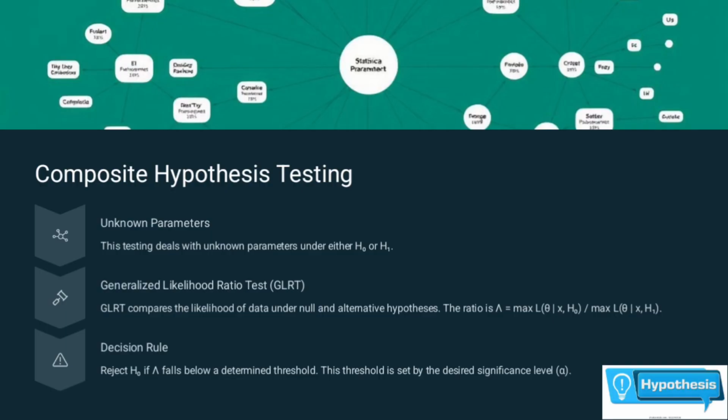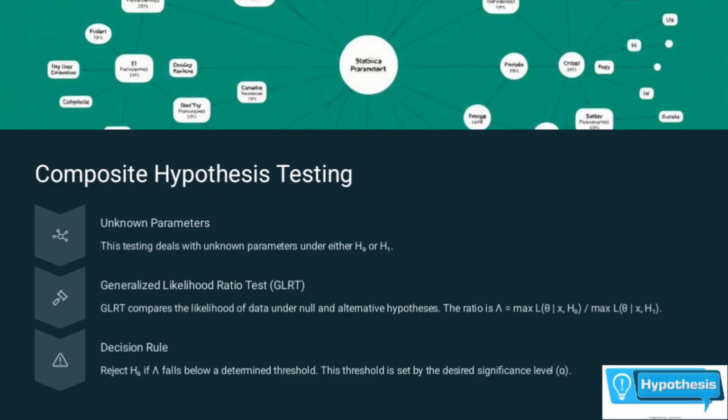Composite hypothesis testing. Unknown parameters. This testing deals with unknown parameters under either H0 and H1. This type of testing deals with unknown parameters under the null hypothesis H0.